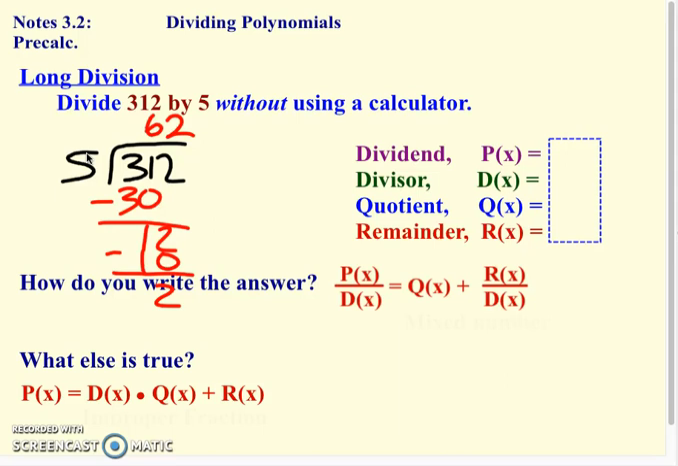As an answer to the problem, what is all that? What is your answer? Well, we usually would go with a mixed number. So we'd say we got a remainder of 2. Our answer is 62 and 2/5.